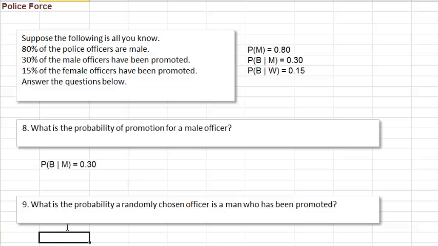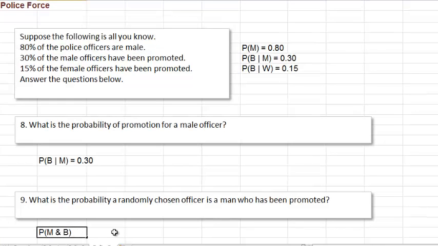What is the probability a randomly chosen officer is a man who has been promoted? Let's see, what are we given? It's a randomly chosen officer. Are we given that this is a man? No, because a man is part of the question. So we want the probability that it's a man and also the person has been promoted. Looks like we're looking for the joint probability, man and also promoted.